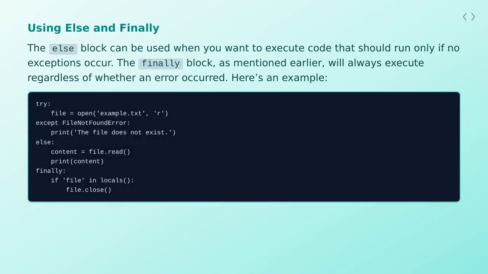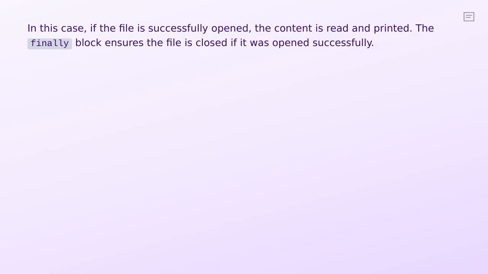This section covers using else and finally. The else block can be used when you want to execute code that should run only if no exceptions occur. The finally block, as mentioned earlier, will always execute regardless of whether an error occurred. Here's an example. The samples on screen walk through this step. Take a moment to read through them. In this case, if the file is successfully opened, the content is read and printed. The finally block ensures the file is closed if it was opened successfully.